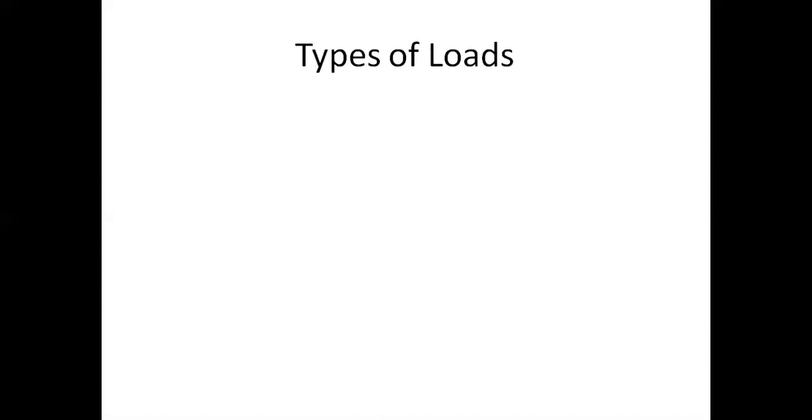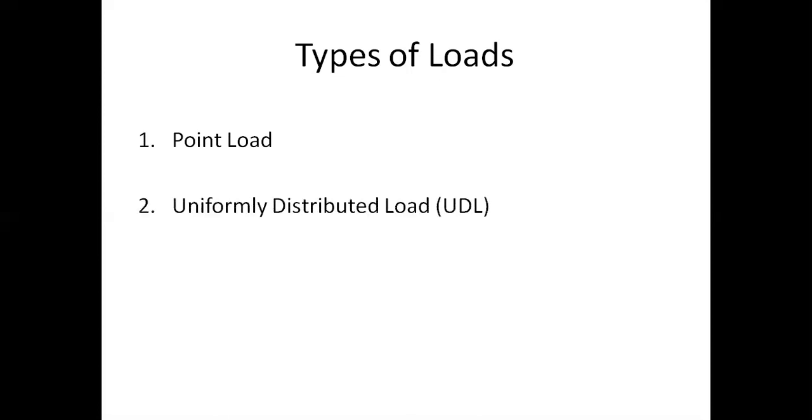Now we will talk about the types of loads we have. What are the various types of loads? Basically there are many types of loads, but our discussion is only for three. One is a point load. The second one is uniformly distributed load. The third one is uniformly varying load. The point load is also called a concentrated load. Both names are given to this one.